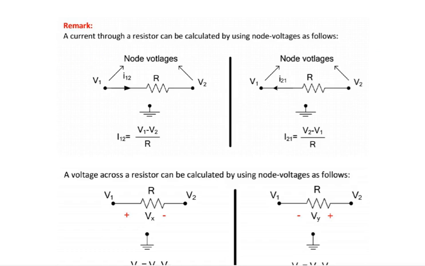Now, the current through a resistor can be calculated by using node voltages as follows. Say this is V1, this is V2. So these are two nodes, and their node voltages are V1, V2. Now, the current is flowing from node number 1 to node number 2. Then I12 we can write as (V1 minus V2) divided by R. Current is flowing from higher potential to lower potential, so (V1 minus V2) divided by R. If current is flowing in the opposite direction, then we can write (V2 minus V1) divided by R.